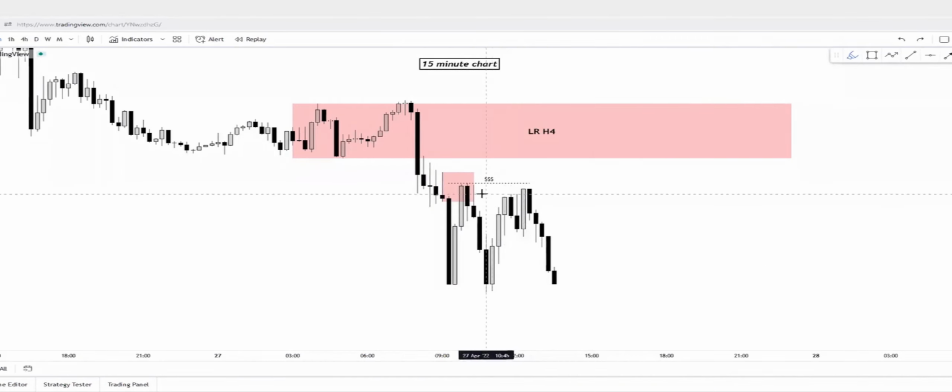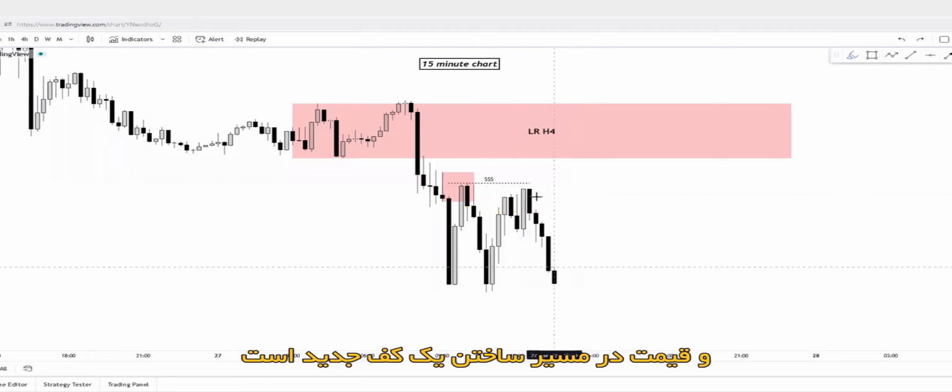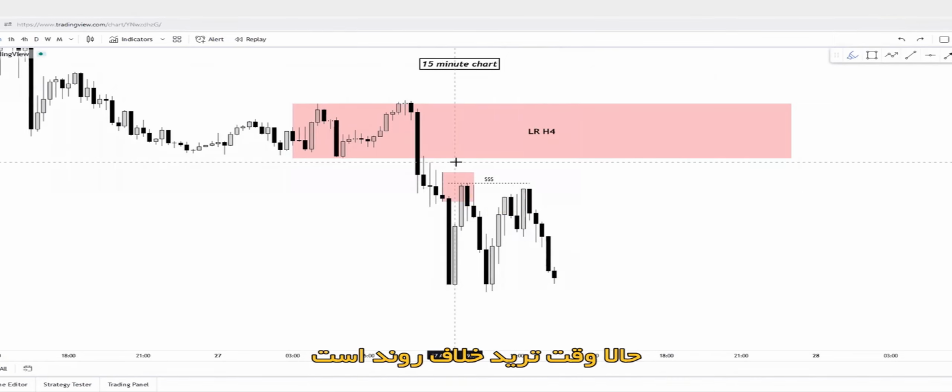What else can we see? We can see that price reacted on some sort of supply zone here again and created double taps. And it's on the way down currently to create a break of structure. We have to see if this movement can create a break of structure or it can't create a break of structure. Okay, and here comes in part the counter trend trades.